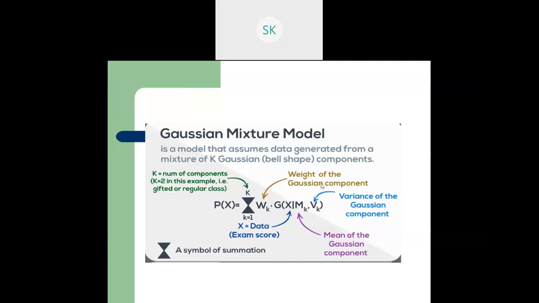Wk is the weight of the Gaussian component, and K is the number of components. That is K equal to 2 in this example, the gifted or the regular classes. As we are looking at an unsupervised example, we have two clusters, K1 and K2. One is for the gifted class and one is for the regular class. So I think you are clear with this formula now.